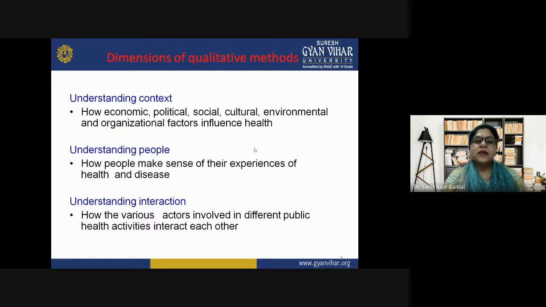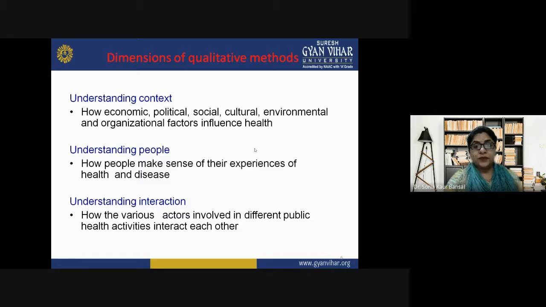Now students, let's understand the dimensions of qualitative methods. First, understanding context: how economic, political, social, cultural, environmental, and organizational factors influence health.